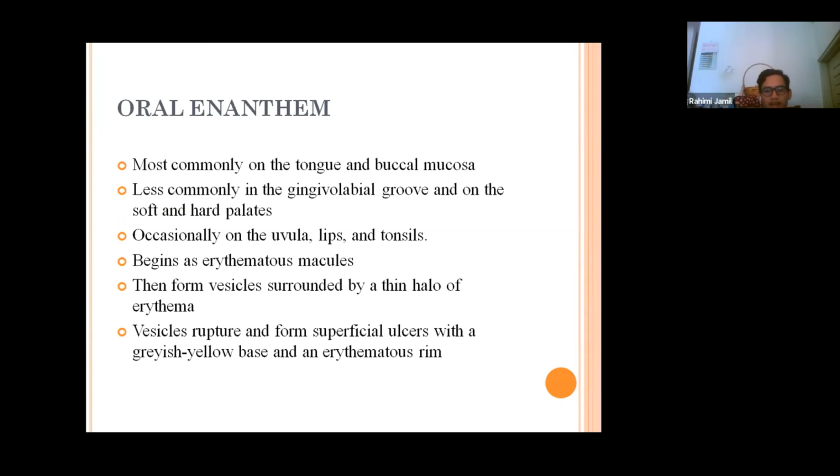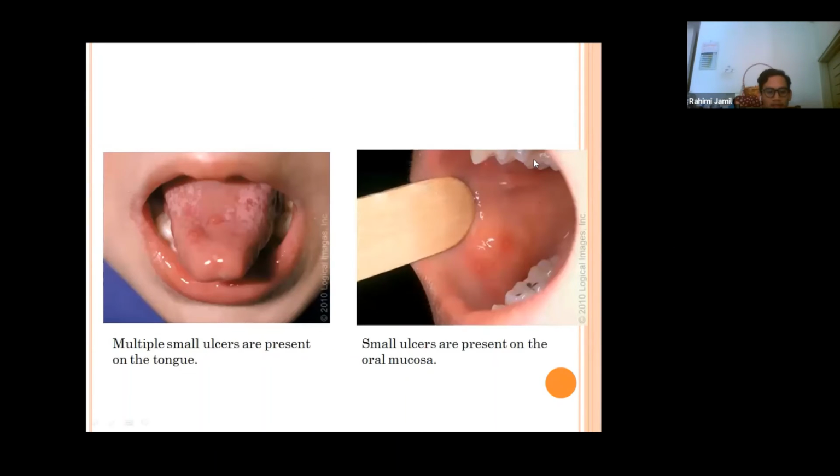The vesicle then ruptures and forms a superficial ulcer, which is usually painful, with a grayish yellow base and an erythematous rim. In these pictures, for example, we can see multiple small ulcers present on the tongue. And the second picture here shows ulcers present on the oral mucosa.